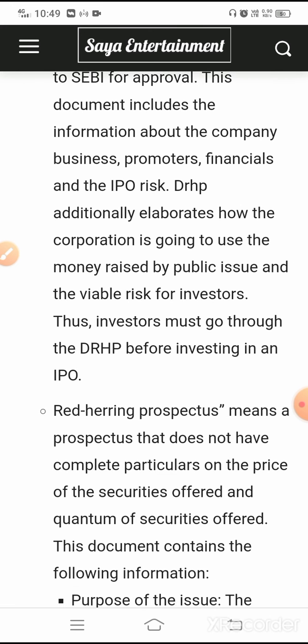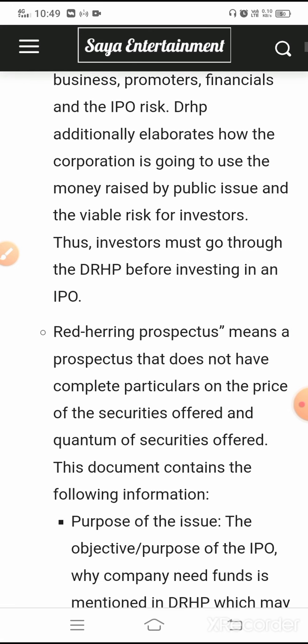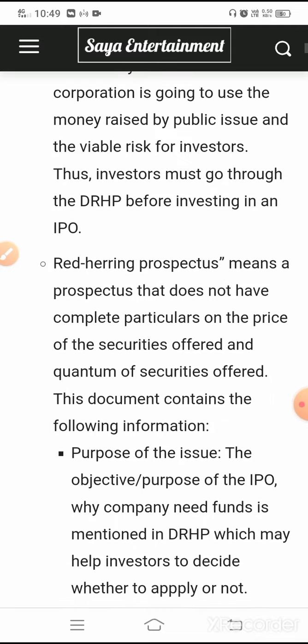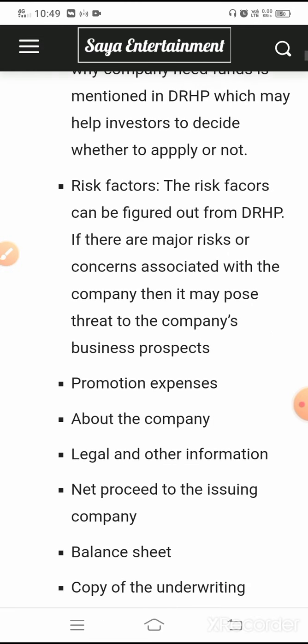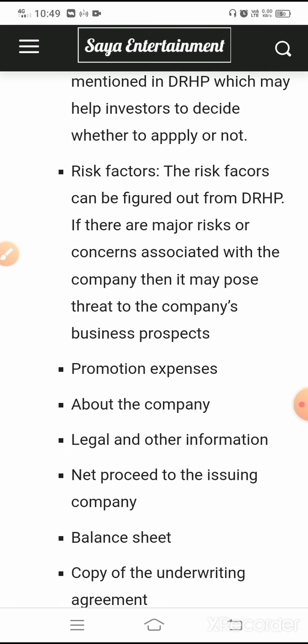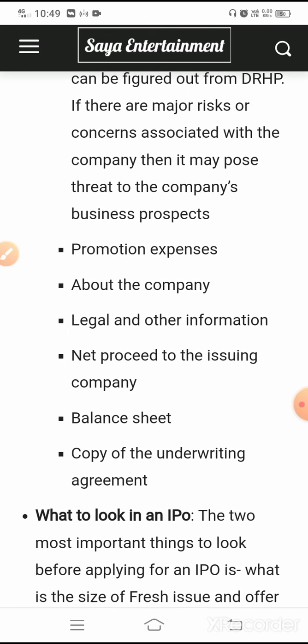Red herring prospectus means a prospectus that doesn't have complete particulars on the price of the securities and the quantum of the securities. This document contains the following information: purpose of issue, risk factors, promotion expenses, about the company, legal and other information, net proceeds, balance sheet, and copy of the underwriting agreement.